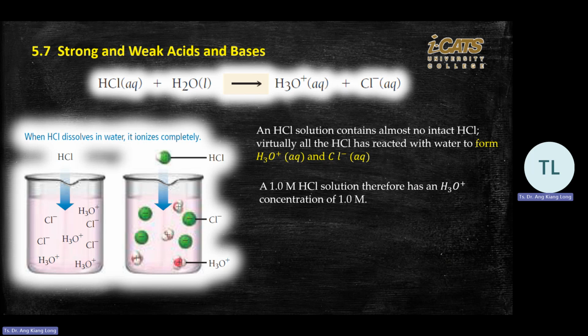Let me see if you understand this one or not. A 1 molar HCl solution therefore has H3O plus of 1 mole. It means inside, if you see here, you have HCl, and inside you only have 1 hydrogen, so 1 mole.